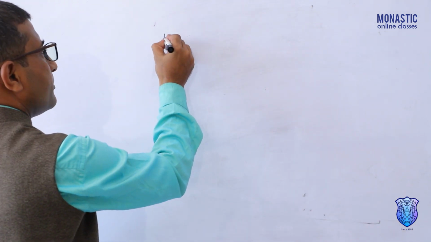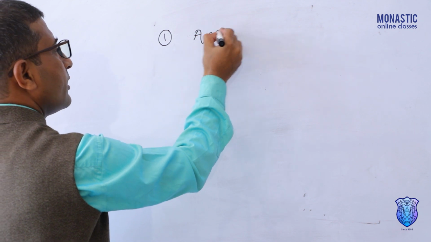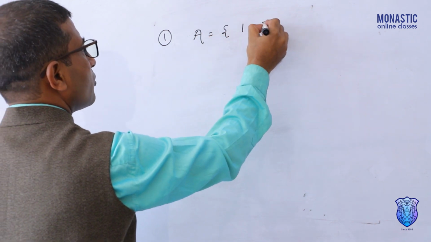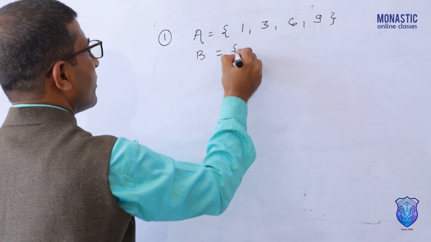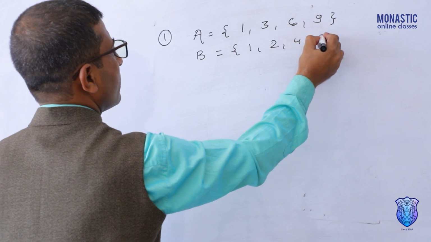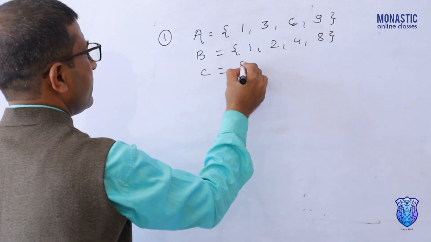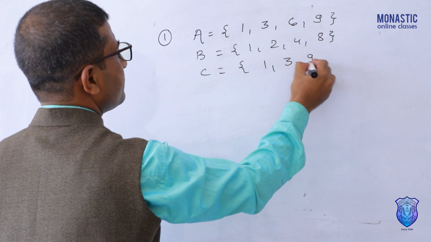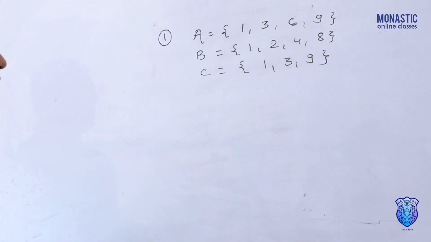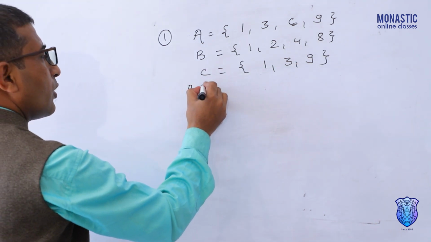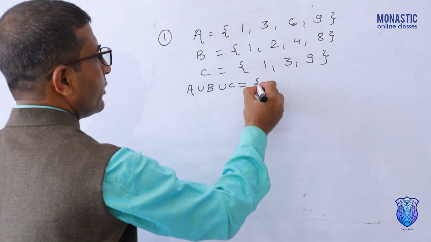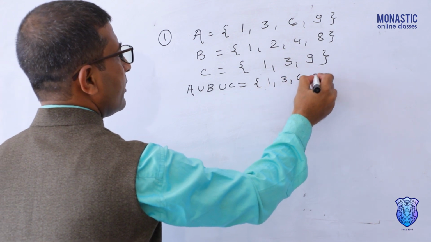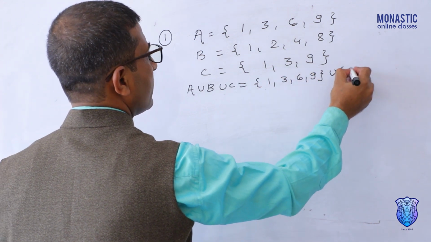Now move to 3 sets. If A is 1, 3, 6, 9, B is 1, 2, 4, 8, and C is 1, 3, 9. If we have to show this in a Venn diagram, first of all we have to find A union B union C.